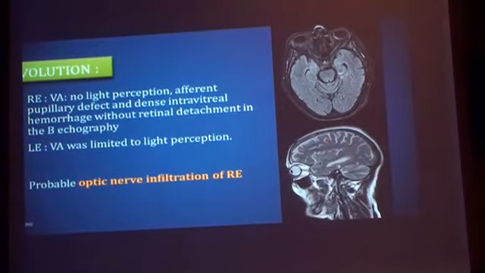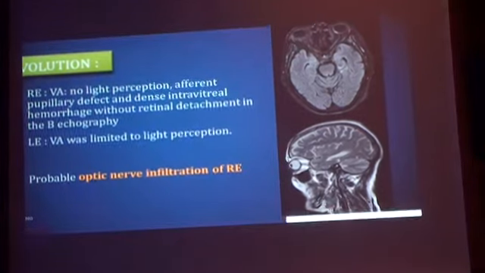The evolution was, for the right eye, visual acuity of no light perception, afferent pupillary defect, and dense intravitreal hemorrhage without retinal detachment on the echography. The left eye showed visual acuity that was limited to light perception. And on the MRI, there was a probable optic nerve infiltration of the right eye.